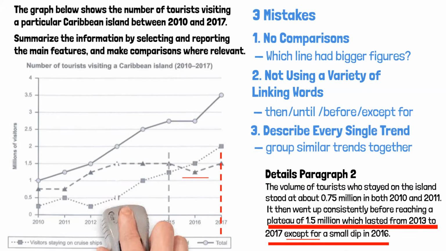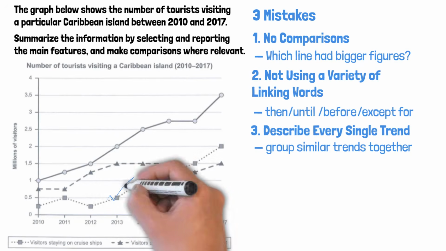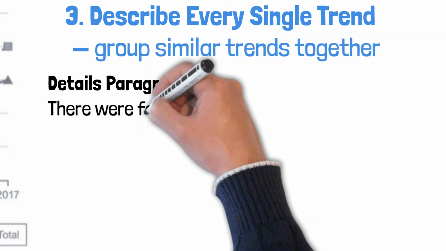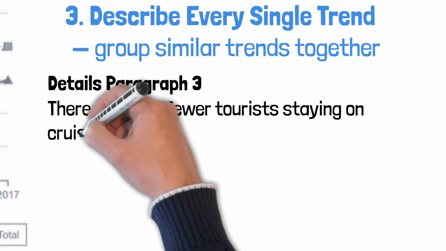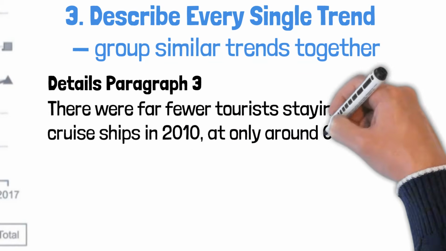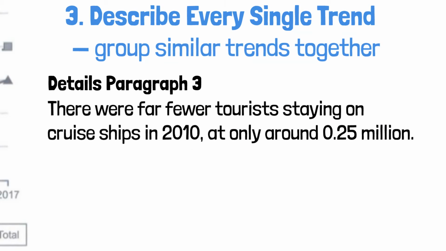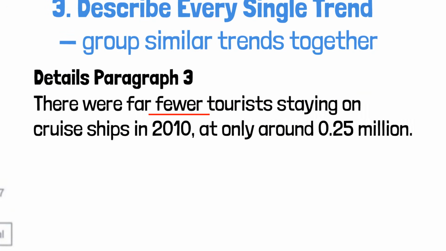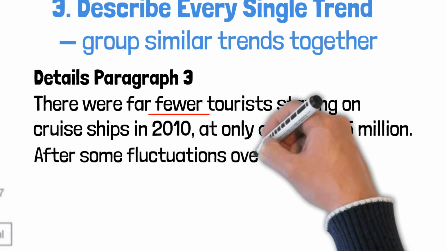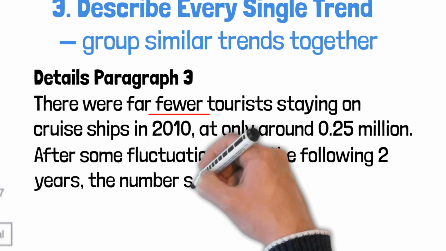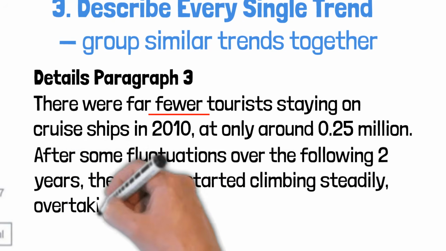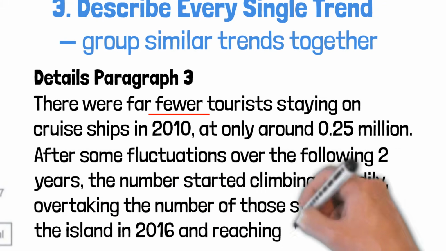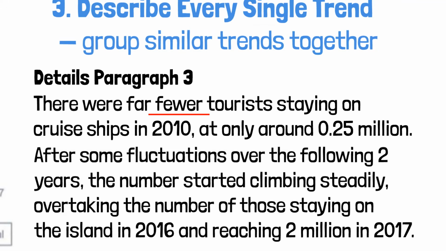Now let's try to avoid these 3 mistakes when we describe the cruise ship figure in our details paragraph 3. I will first say there were far fewer tourists staying on cruise ships in 2010 at only around 250,000. I'm making a comparison here by using the word fewer. And then I would say after some fluctuations over the following 2 years, the number started climbing steadily, overtaking the number of those staying on the island in 2016 and reaching 2 million in 2017.